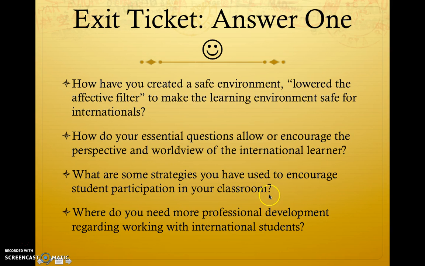So here is your exit ticket, just to share and for you to reflect and make goals for this year. Even if it's the last year that you have an international student, these are awesome practices and very easy. Some that you prepare for and some that you can just do off the cuff. So I would love to hear from you.